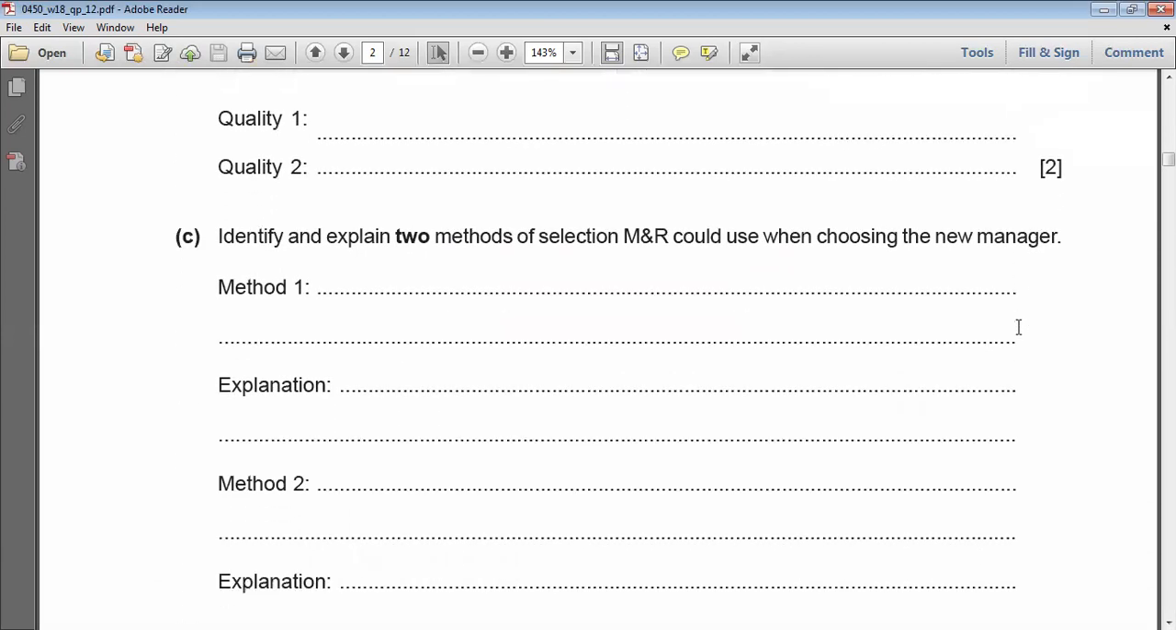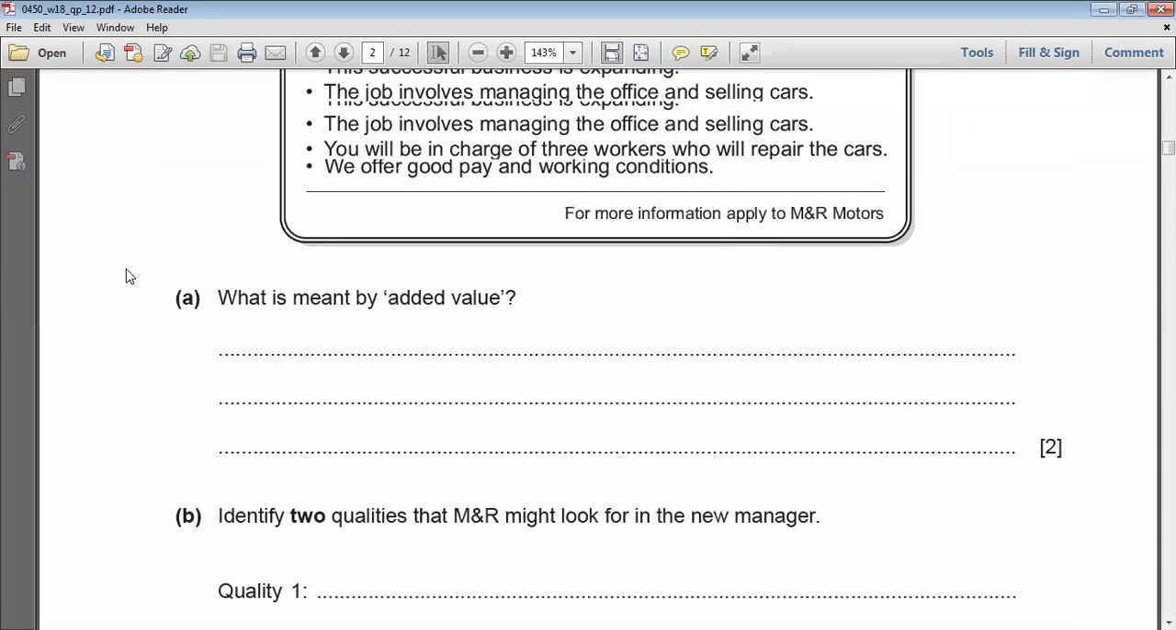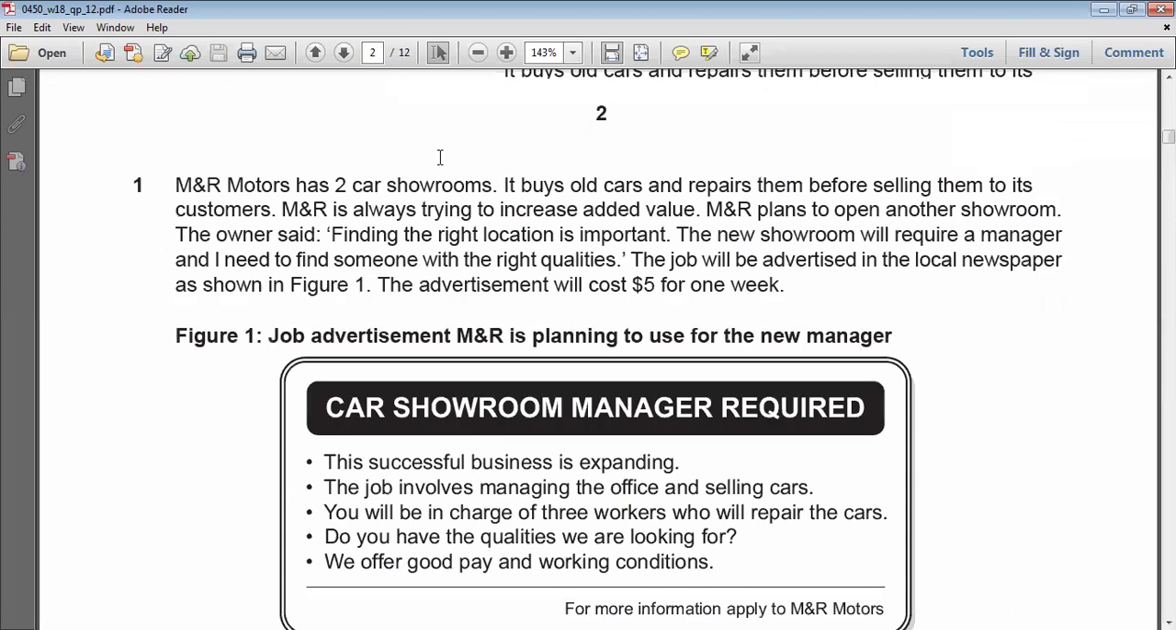When you write the explanation, for example, method 1 is online recruitment. For the explanation, you need to explain why online recruitment is the best one. That's the first thing. But make sure that when you explain it, you will be using some of the terms given here.